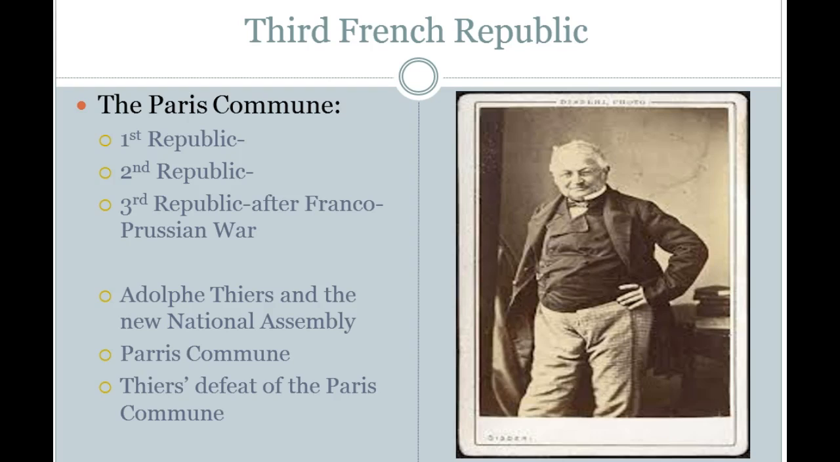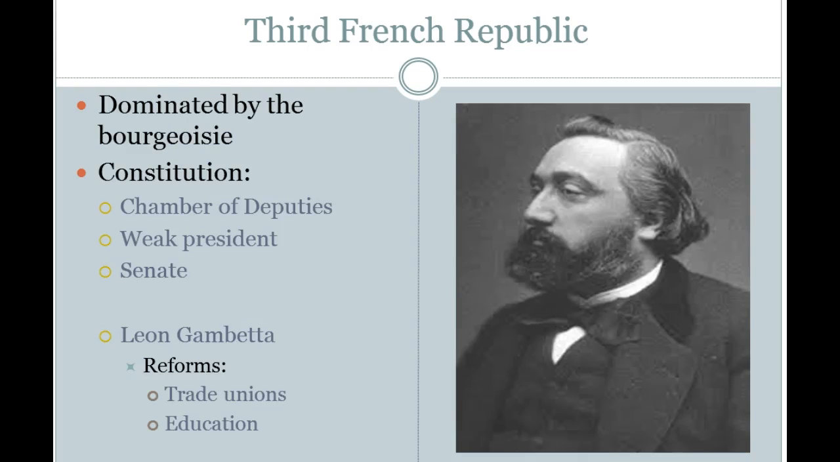So the Third French Republic is going to be largely dominated by the bourgeoisie. We're going to see that France will enjoy periods of economic prosperity during this time because of the middle-class bourgeoisie. A constitution will be provided for a republic. It will have a chamber of deputies, which has the most power, and it, of course, was elected by universal suffrage, because that's what we have in France. The president was kept weak, and the Senate was indirectly elected.